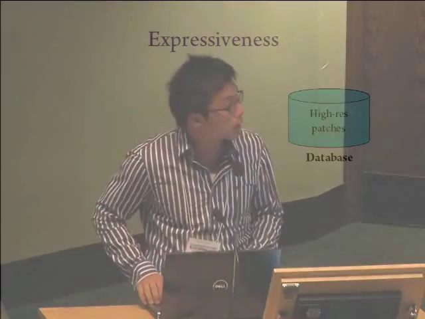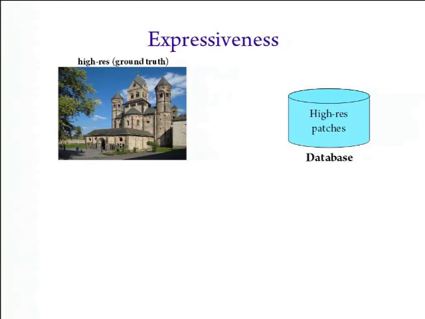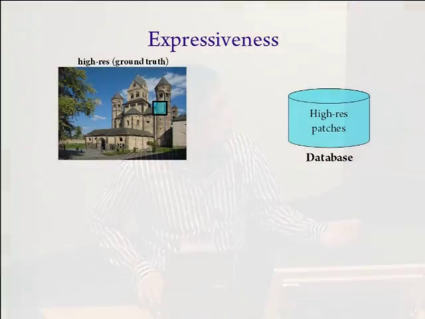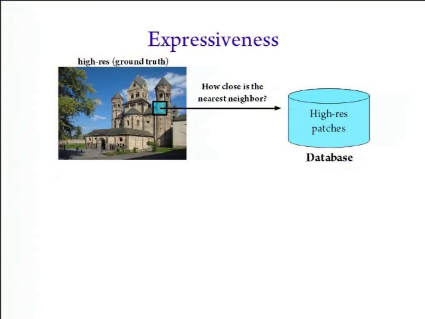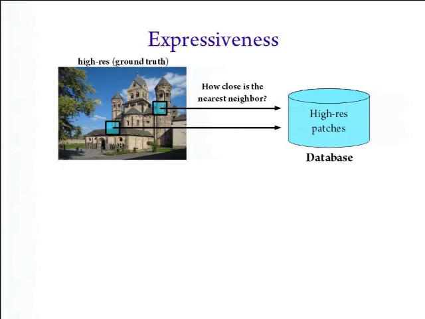So the first measurement we want to consider is a quantity called expressiveness. So what does that mean? First you choose your database, one of the 4. It's a collection of high-resolution patches. Then you start from the ground truth image, you pick a patch, and you ask the database, what's my nearest neighbor and what's my error in an SSD sense? And you do the same for all other patches, and you aggregate the results.